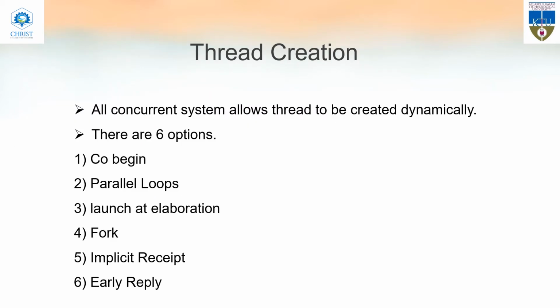Now we'll deal with thread creation: how thread creation happens, or how concurrency is imparted in different languages. There are 6 options. When you are asked how threads are created dynamically in a concurrent system, we have to give all these 6 options. So there are 6 ways to create a thread dynamically.